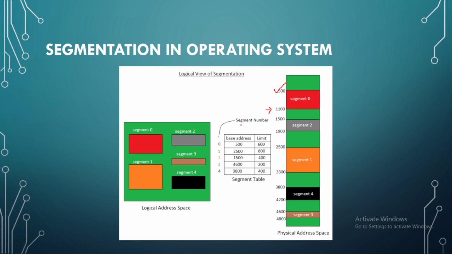If the address generated by the logical address is more than the limit register, for example, if the offset is 605, which ultimately will lead to 1105, which is not available segmentation space for memory. So this is how the segmentation logical address space is converted into physical address space here.